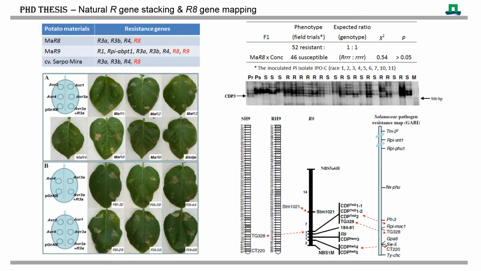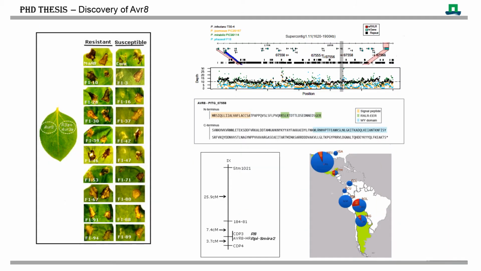Further, CDP markers flanking R8 were developed. One marker, CDP3, fully co-segregated with the EPOC resistance. Sequence analysis of CDP3 showed that CDP3 had high similarity to the tomato gene SW5.